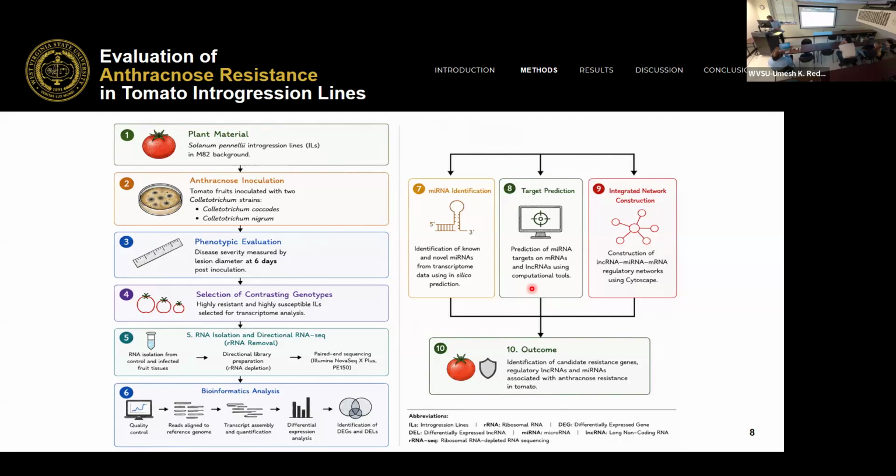So after the DE analysis, we identified certain DEGs and DELs, and then went through the miRNA identification using the psRNATarget prediction and construction of a competing endogenous RNA network, the ceRNA network, and then we identified a few results which I'll follow up in the next slides.